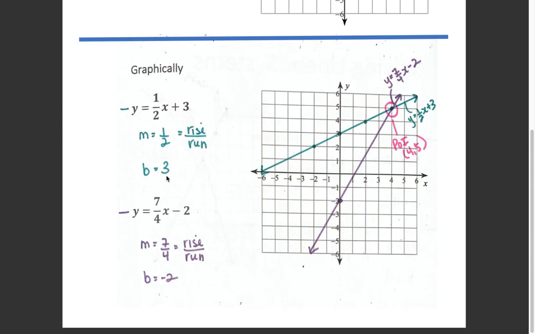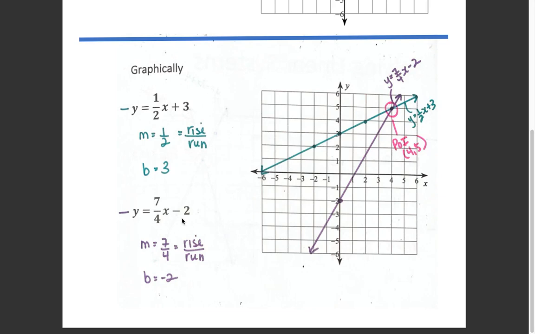I'm going to start with my 3 on the y-axis. I'm going to put a point there. So I've got my point at 0, 3. There's my y-intercept. And from there, I'm going to rise 1, run 2. Rise 1, run 2. And you can see how I got a couple points there, and I'm going to take my line and stretch it all the way across the graph to graph y equals 1/2 x plus 3.